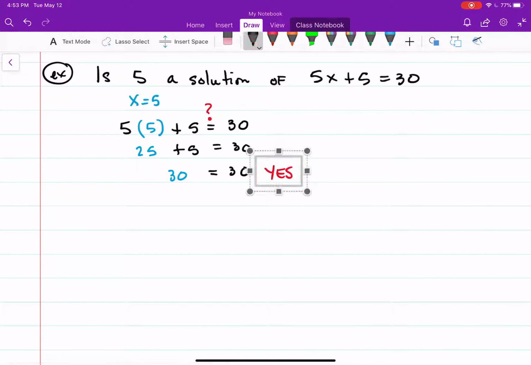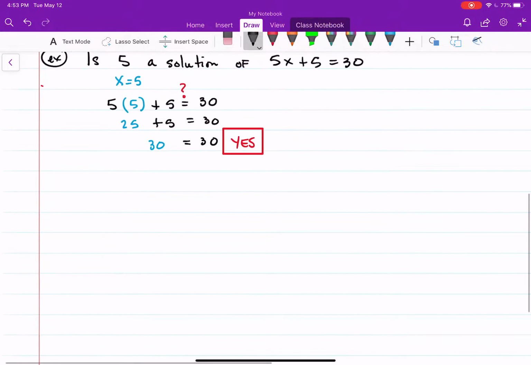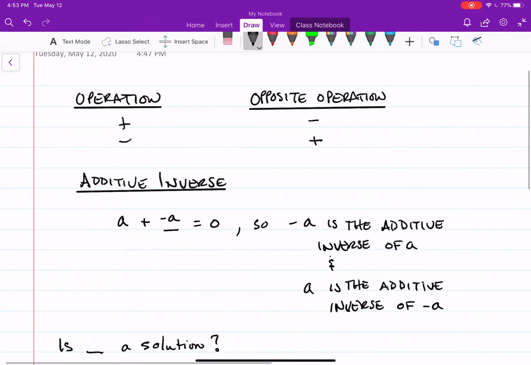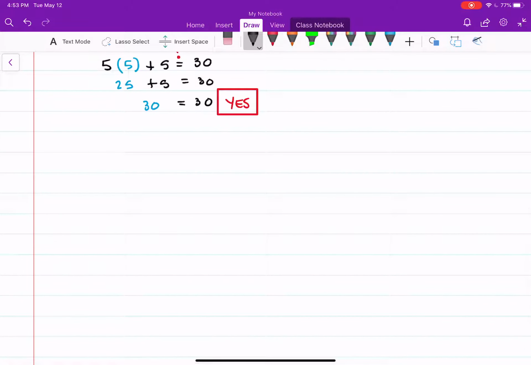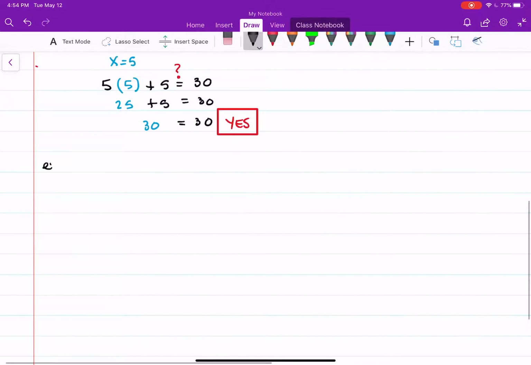So what are the other problems going to look like? The other problems are going to tell you to solve using the addition principle, okay? The addition principle is basically what I talked about up here with the additive inverse and opposite operation. So these are one-step equations, and we're doing only addition or subtraction in this particular section. An example would be x minus 9 is equal to 21, okay?